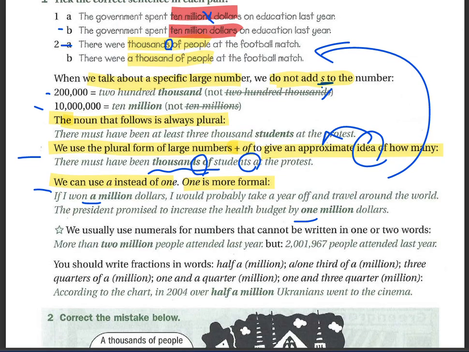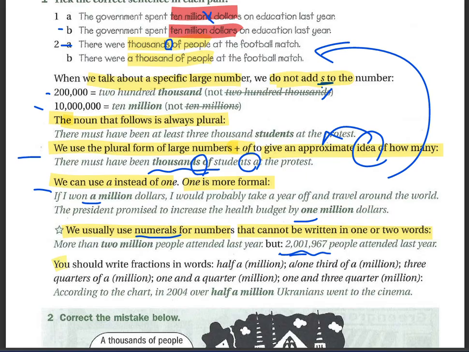Look at here. We usually use numerals for numbers that cannot be written in 1 or 2 words. For example, look at this number. It's really hard to write it as million, billion, or thousand, yeah? So it's better to write it as a numeral. Just write the numbers, 2, 00.